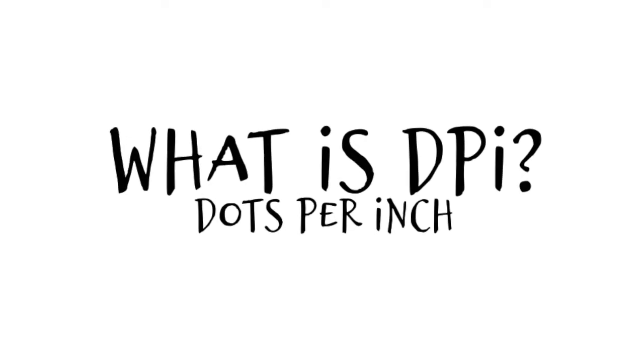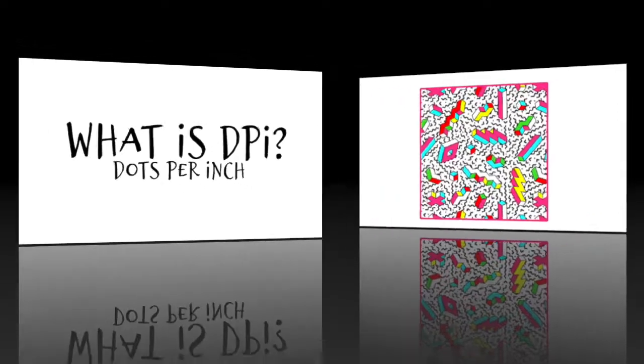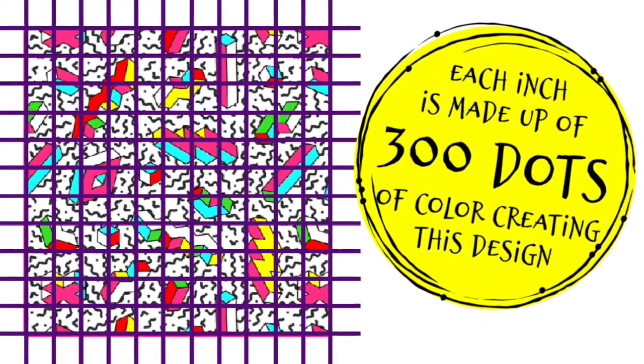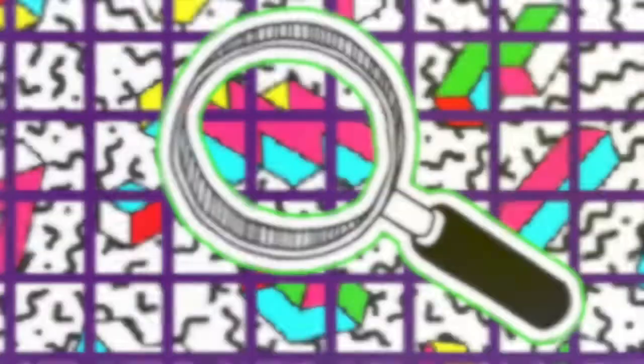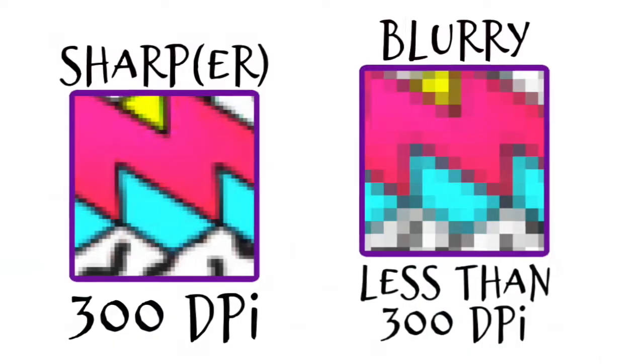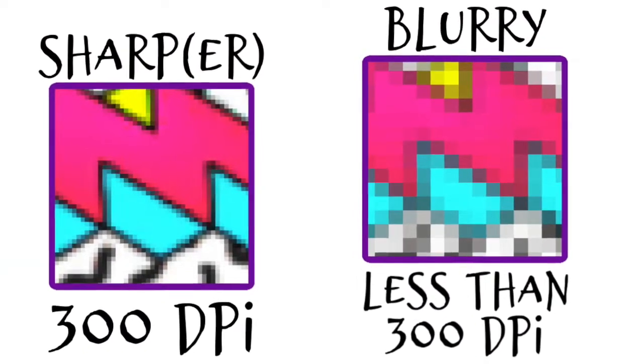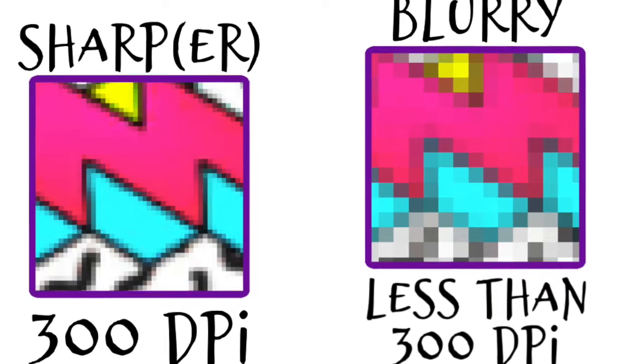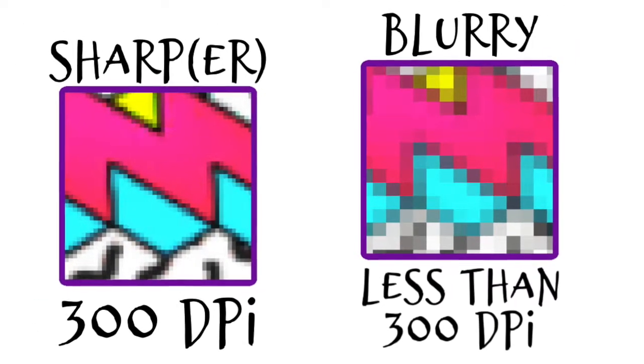So let's talk about DPI. Let's take this scrapbook paper, for instance, and let's put a purple grid over it. That grid, each square represents 1 inch. Inside those inches are 300 dots of color, creating this design. Let's take a closer look, and you can see that an image with 300 DPI is a lot sharper than an image with a DPI less than 300.